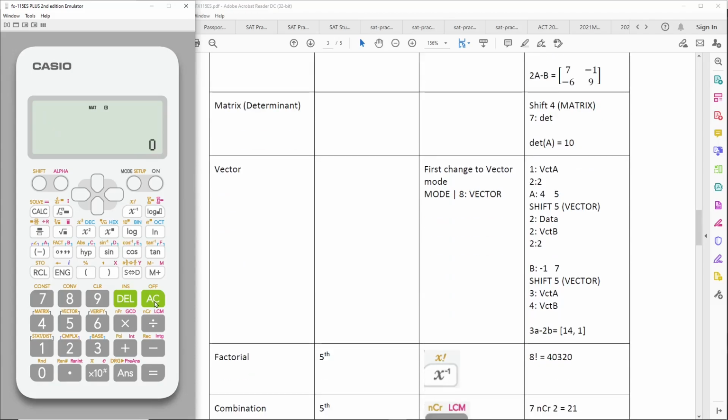Now you can also find the determinant of a matrix. Again, I'm going to do shift 4 to get to my menu, option 7 for determinant. I need to choose which matrix I want, so back to shift 4, and let's just choose matrix A, so that's going to be 3, close parenthesis, and press equal. So the determinant of matrix A is 10.